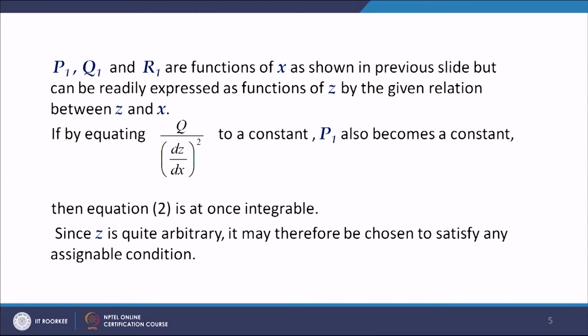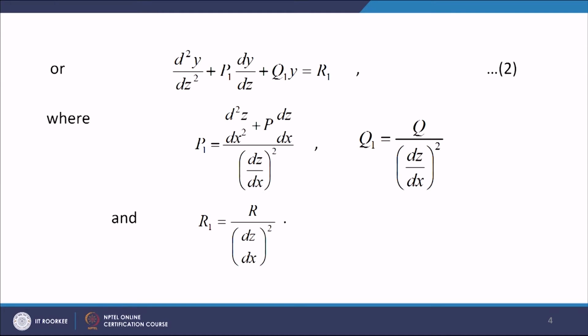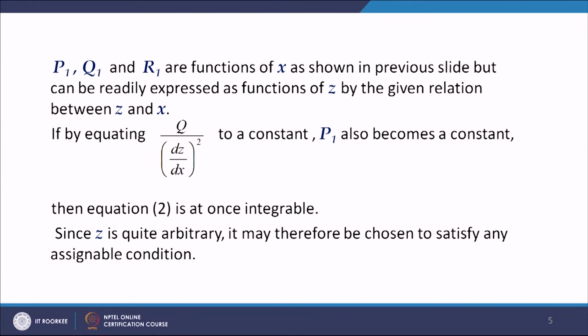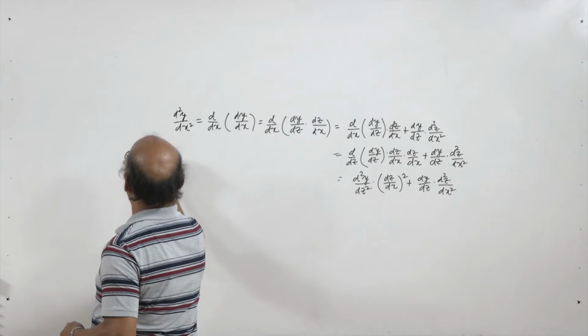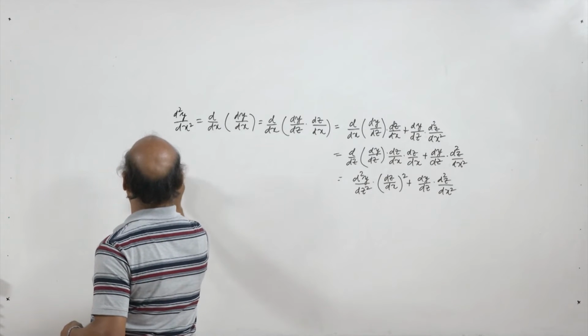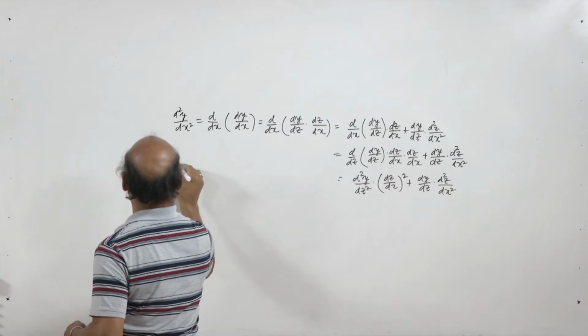So now what we do is, let us discuss various possibilities which will give us z as a function of x, and with those possibilities we shall be able to integrate equation 2. So the first possibility is that let us equate q over (dz/dx)², which is q1, to a constant. So if we do that, q1 equal to q over (dz/dx)² is some constant.